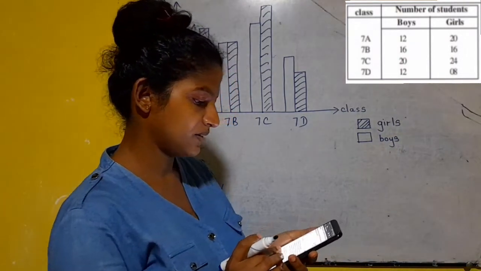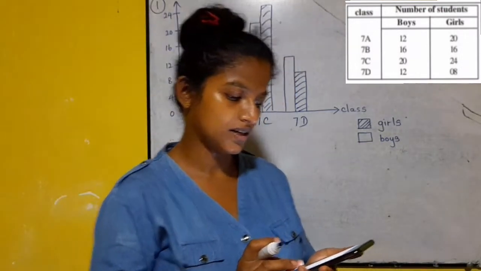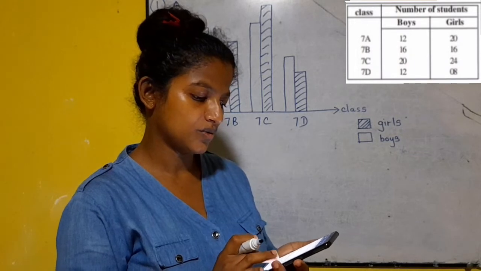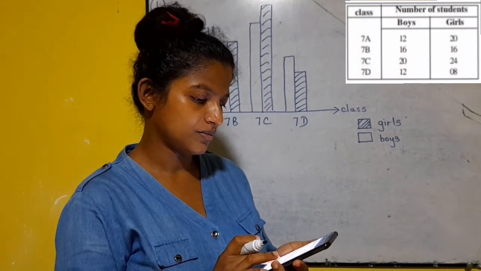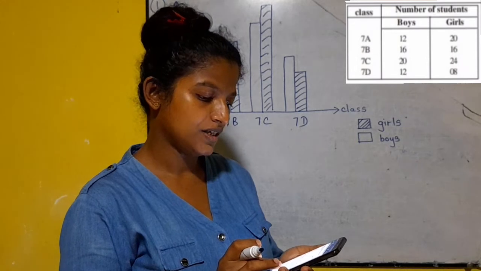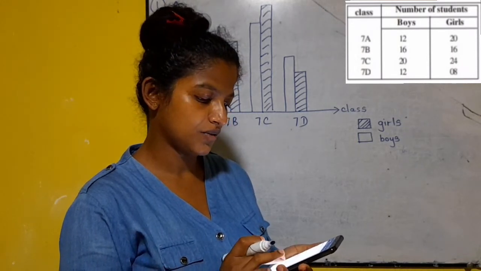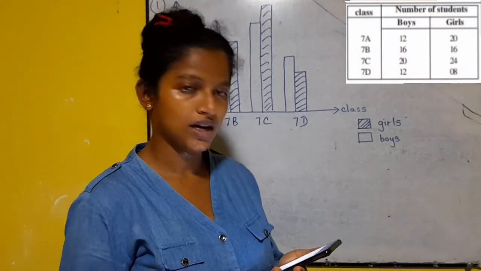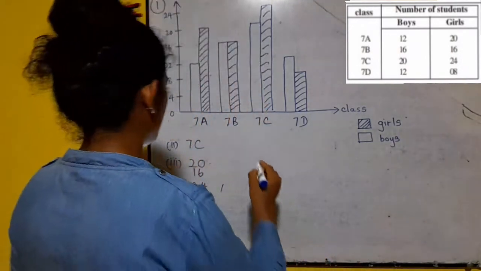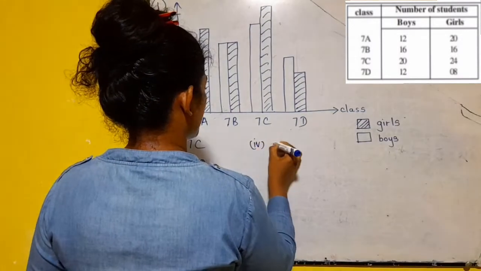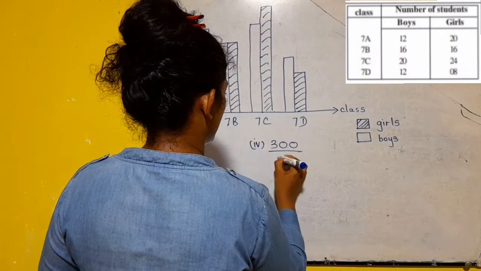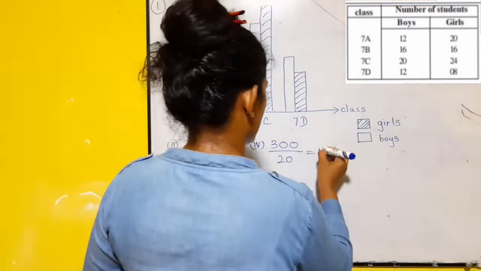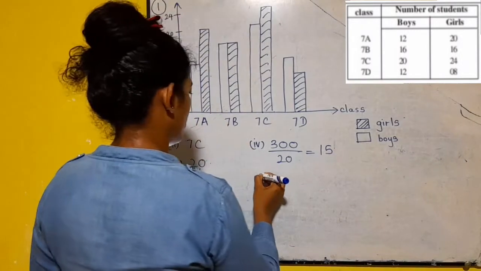Question number 4. The students in grade 7D study subjects in English medium and 300 exercise books were given to distribute among them. If these books are distributed among them equally, find the number of books received by each student. In 7D we have 20 students. So 300 should be divided by 20 to find the amount received by one student. That is 15. 15 goes to one student.